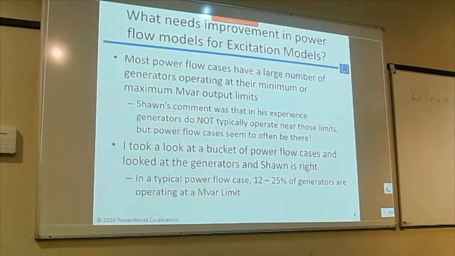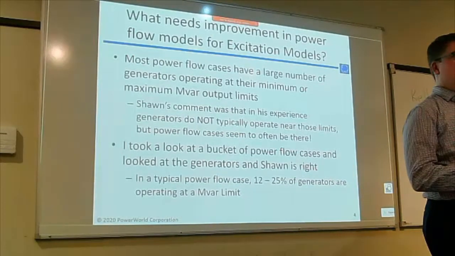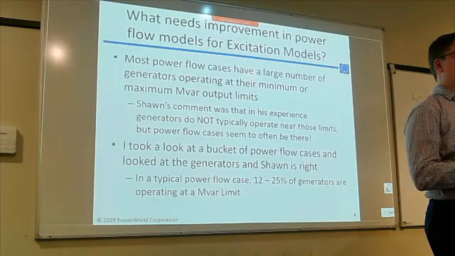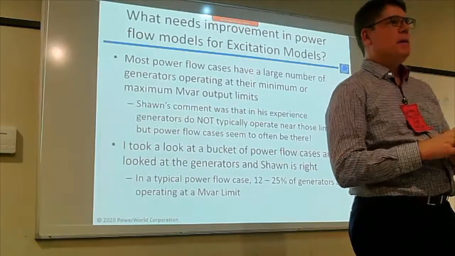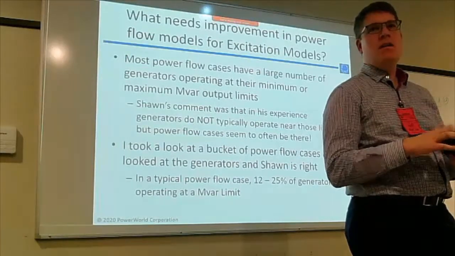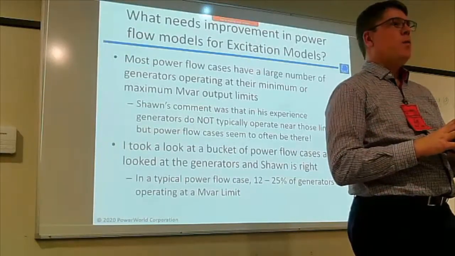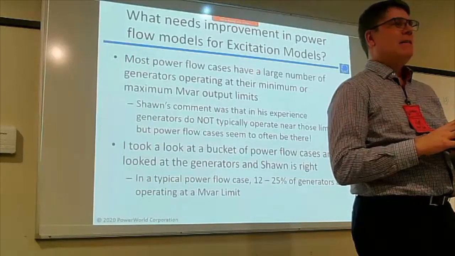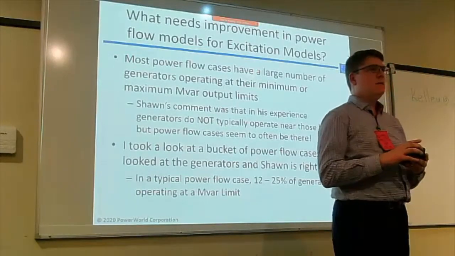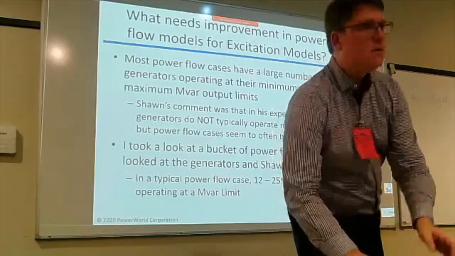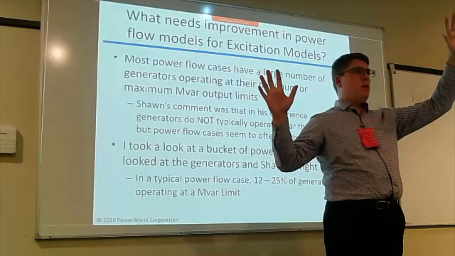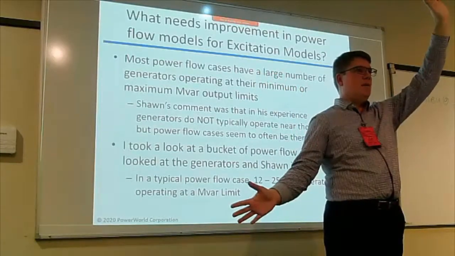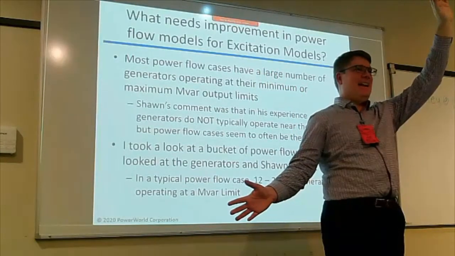When I looked at East and West and ERCOT cases, it's very typical for 1/8 to 1/4 of all the generators in a power flow case to be at a limit, about half of those at the max and half at the min. So I asked, how many of your generators would be operating at their limit in normal operation? I'm thinking 0, right? 0 is what I was told. Sean was like, we never do that. But not very many of them.